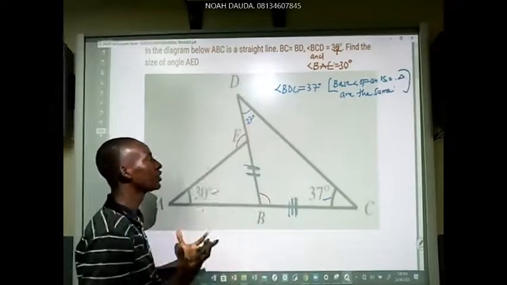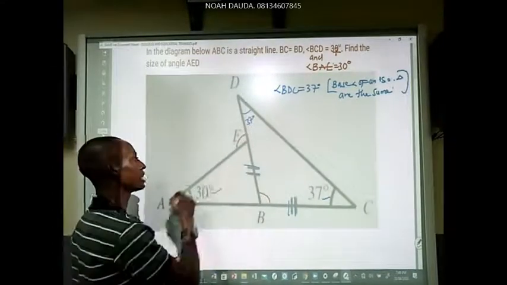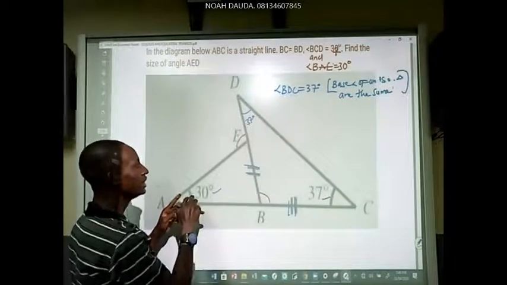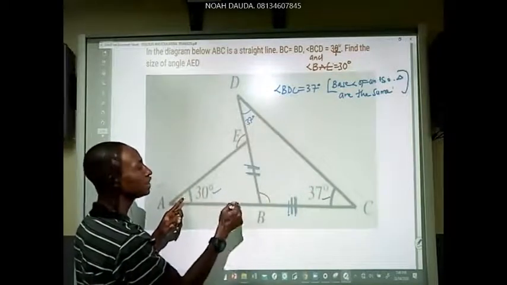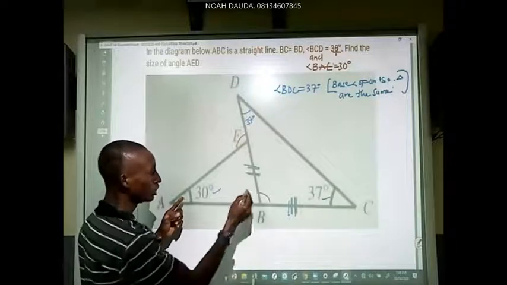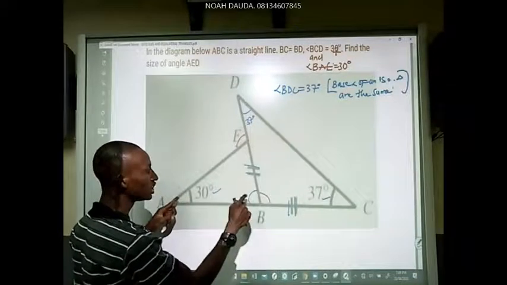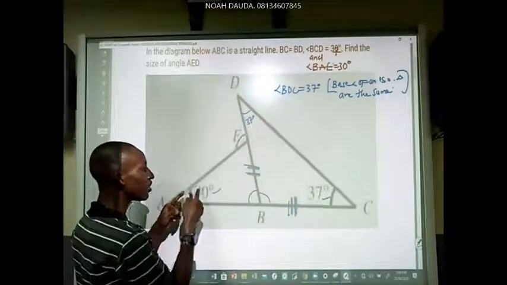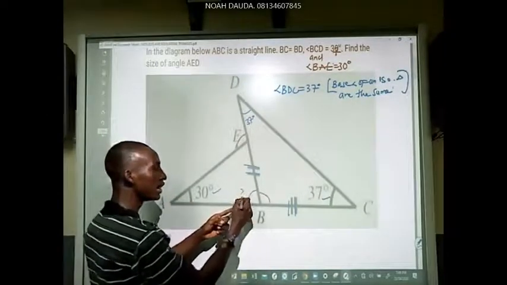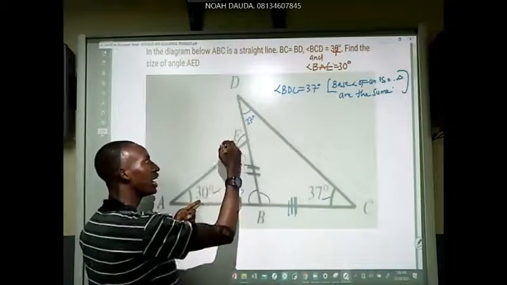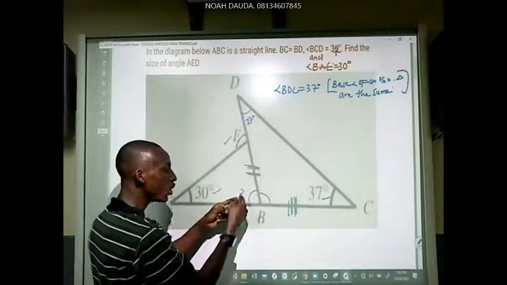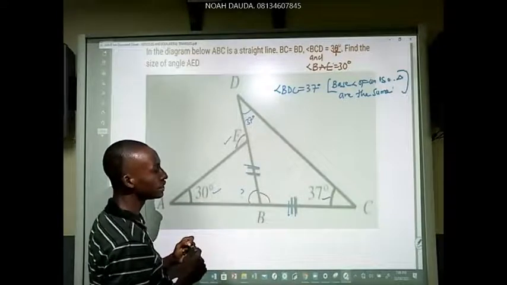The next question you ask yourself is, how can I determine angle AED? Do not forget the rule that says the sum of the two opposite interior angles of a triangle equals the exterior angle. So it means that if I can determine what is here and add it to what is here, I will be able to determine angle AED. That means I need to figure out how to determine what is here.